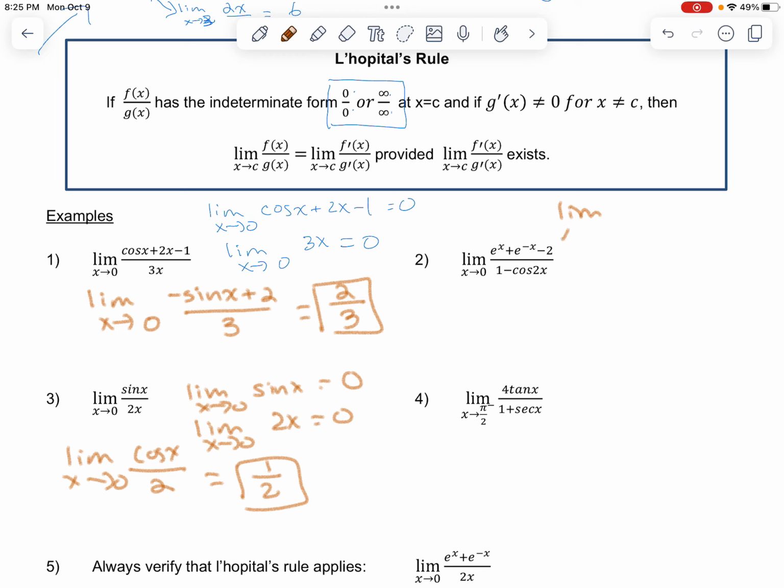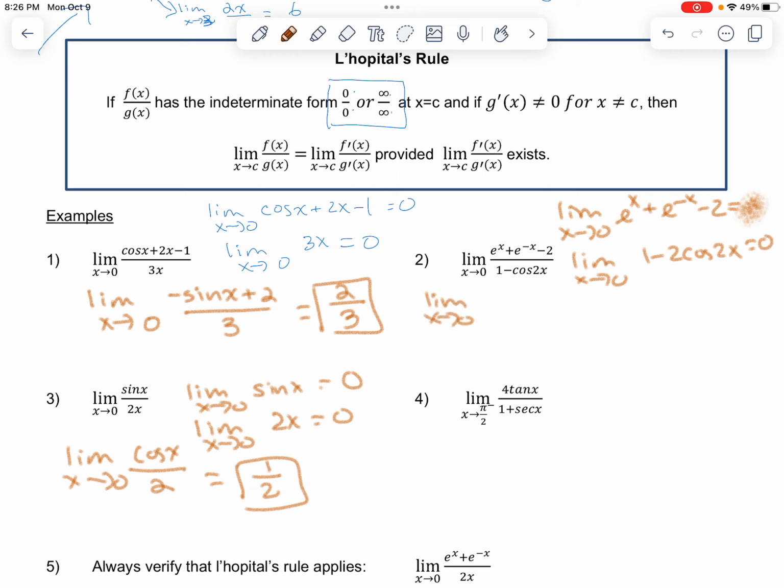Let's go up to number 2, same thing. So if I plug in 0 here, e to the 0 is 1, so you end up with 1 plus e to the negative 0, which is also 1. 1 plus 1 is 2, 2 minus 2 is 0. So I do get 0 here. And then on the bottom, if I plug in 0 for x, cosine of 0 is 1. So 1 minus 1 is 0. So I do get 0 over 0. So let's do L'Hopital's rule.